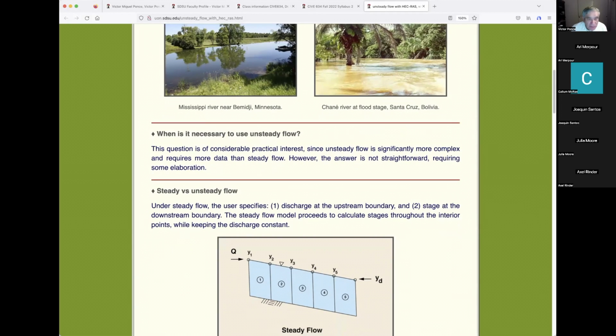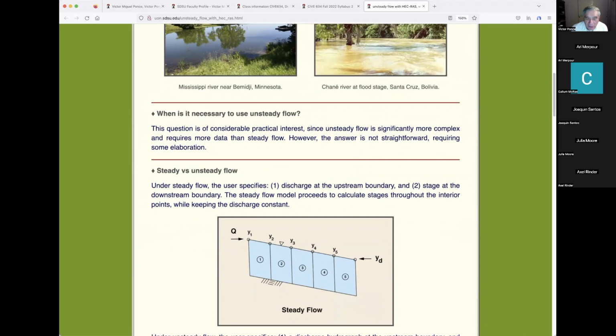When is it necessary to use unsteady flow? This question is of considerable practical interest, since unsteady flow is significantly more complex and requires more data than steady flow, and more money. However, the answer is not straightforward, requiring some elaboration.